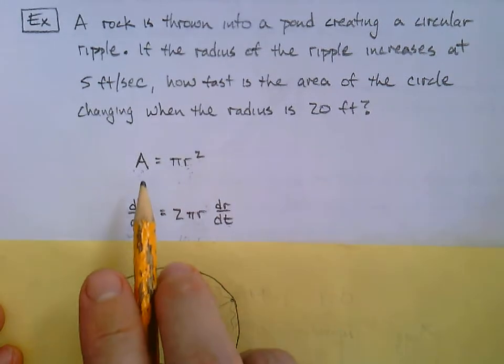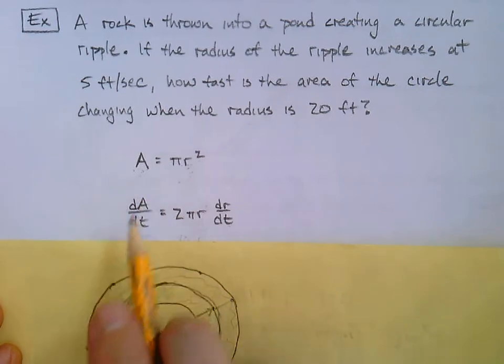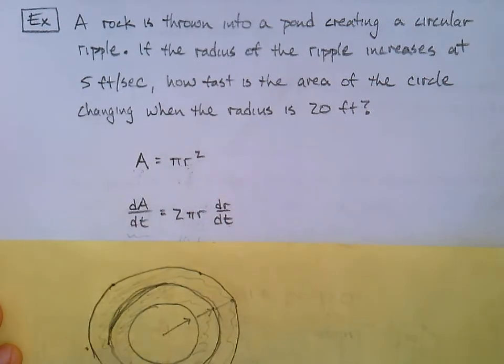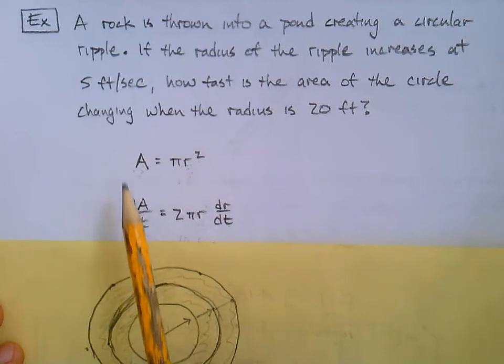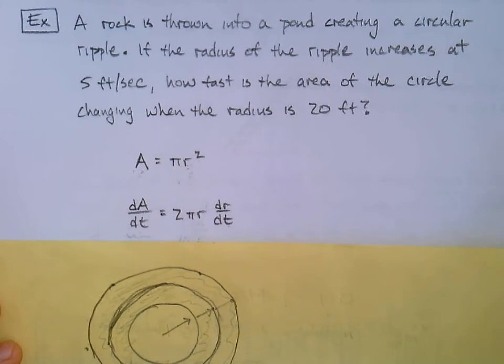But okay, what did we do? We had our equation with two variables. We take the derivative of both sides with respect to t. Normally we use x and y. Here it's r and A. Okay, no big deal. So the derivative of A with respect to t, well, there's not really much here. It's simply dA over dt.